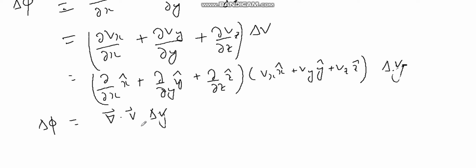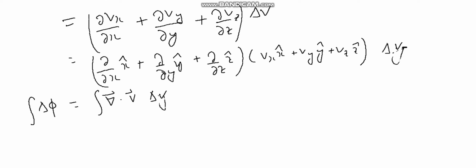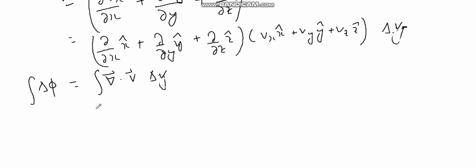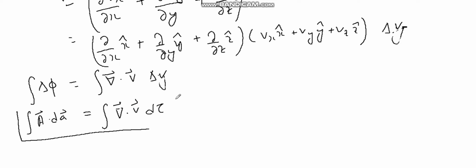This is d of volume, and taking the integral on both sides, of course we're going to have this volume integral, this dv becomes d tau, which is the volume integral, and this becomes V dot dA, where A is the surface. So in this way we have proved this.